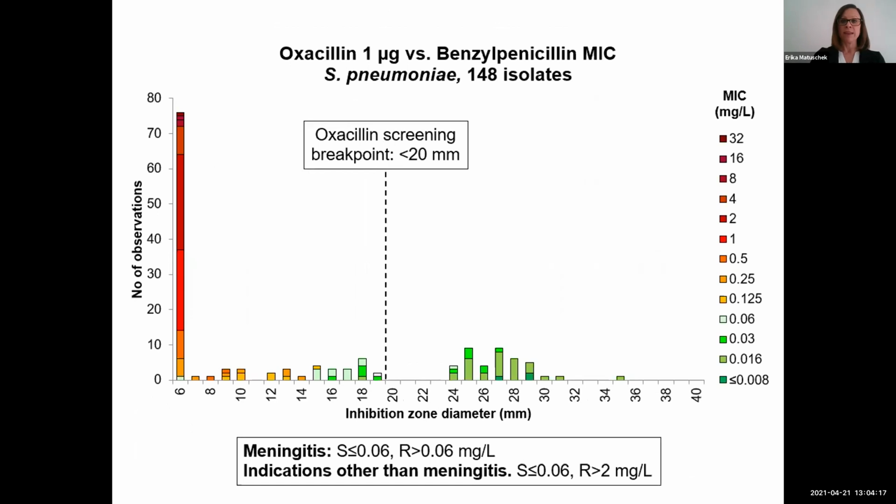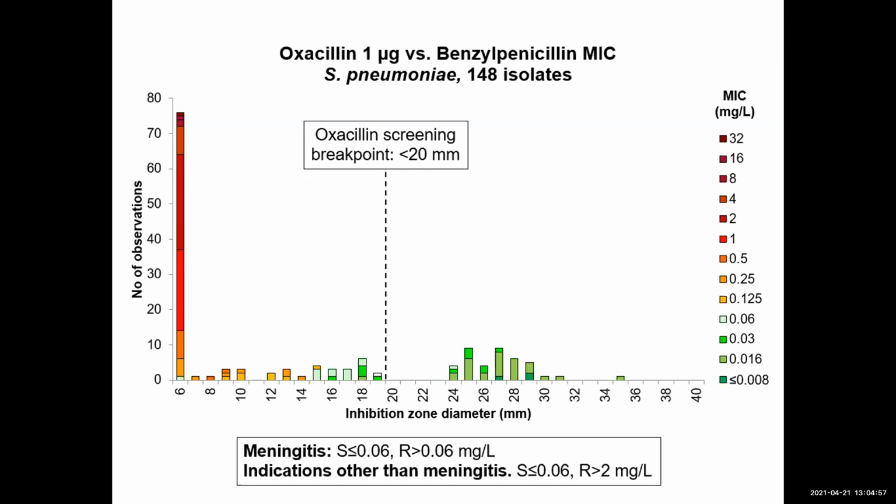If we look at benzyl penicillin specifically, this is how oxacillin 1 microgram zone diameter sizes correlate to benzyl penicillin MICs. These MICs are all with broth microdilution. The colors of the bars correspond to different MIC values, and they correspond to the clinical breakpoints. And here I have used the breakpoints for meningitis, which is S less than or equal to 0.06, resistant more than 0.06 milligrams per liter. So the green shades here belong to susceptible results, and orange and red to resistant results.